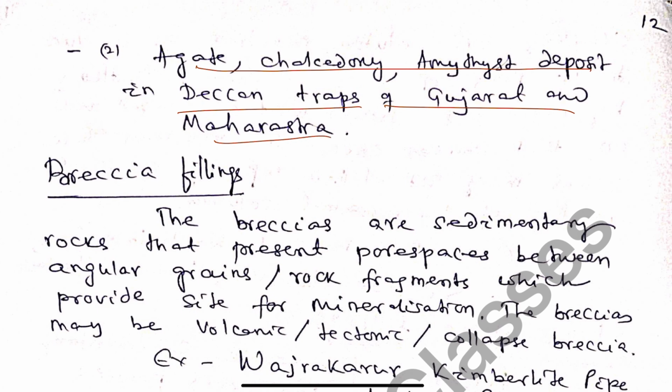Because a lot of vesicles are there in the vesicular basalts that form the country rock of the Deccan traps. So numerous vesicles are seen in the Deccan basalts, and these vesicles are found to be filled up by these minerals: amethyst, chalcedony, agate, feldspars, rock crystals. So these are the vesicular fillings.